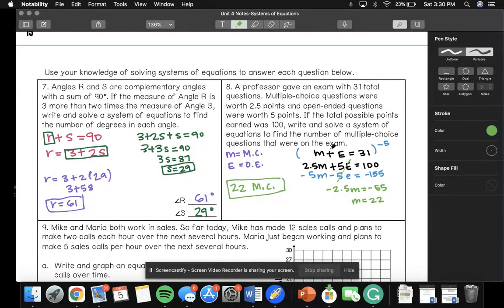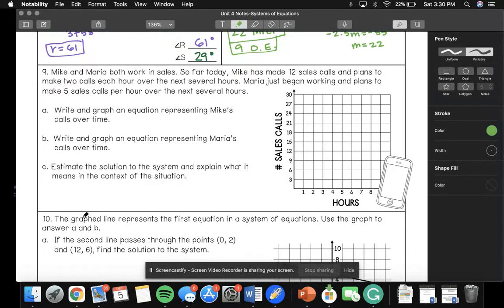If we want to figure out the number of open-ended questions, there's 31 total questions, 22 of them are multiple choice. So that would be 9 open-ended. But it did just ask what the multiple choice was.